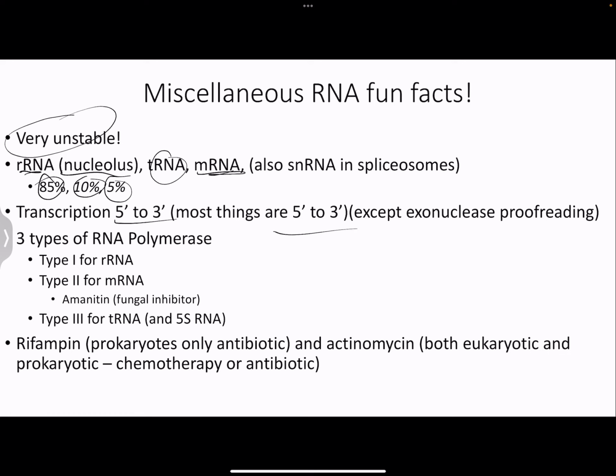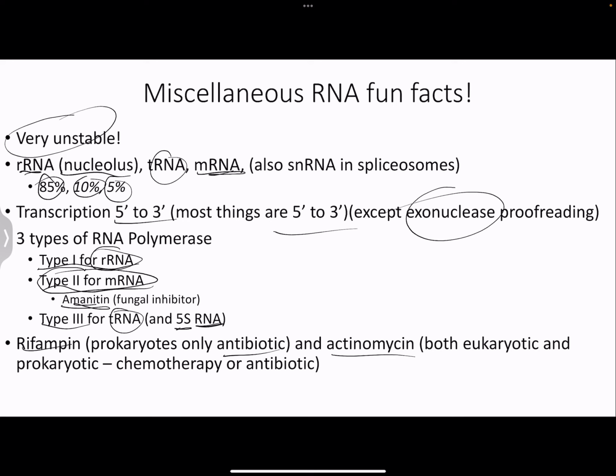Everything is 5' to 3' except for exonuclease. Type 1 is for rRNA, type 2 for mRNA. So this is probably the most important one to know, even though it's only 5%, just because it's important. Amanitin is from a fungus. It's an inhibitor of the type 2 RNA polymerase. And then type 3 is for tRNA, but not all of the rRNA is made by type 1. A little bit, the 5S rRNA that goes into ribosomes, is made by type 3. Rifampin, something we use for tuberculosis, is an antibiotic. It's going to inhibit transcription.